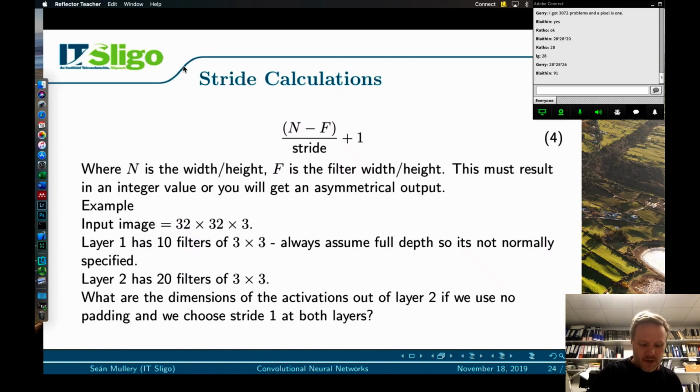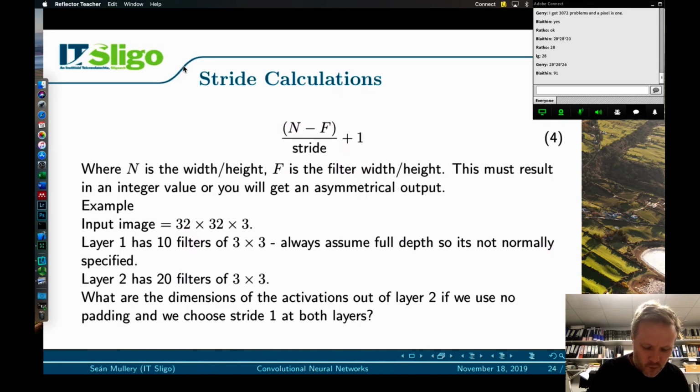So if we have an input image of 32 by 32 by 3, layer 1 has 10 filters of 3 by 3, always assume the full depth, so it's not normally specified as I said. Layer 2 has 20 filters of 3 by 3. What are the dimensions of the activations out of layer 2 if we use no padding and a stride of 1 for both layers? I think we've already done those calculations on the last thing, but you can see how we can do this fairly quickly.